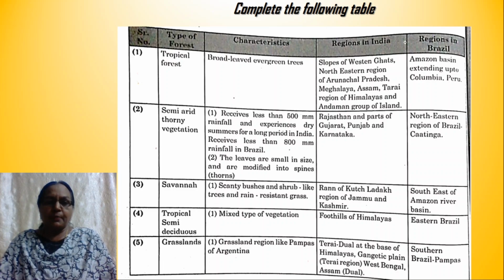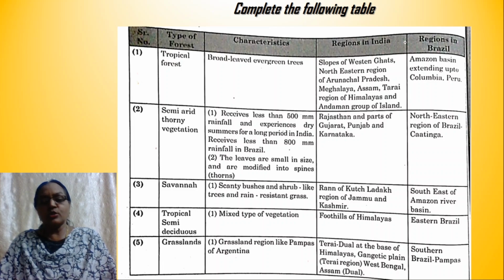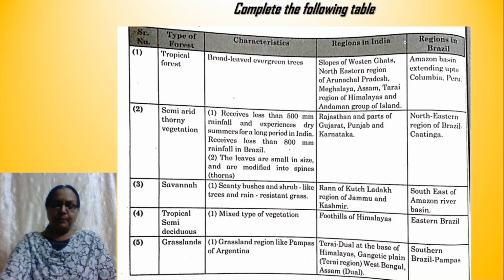The last type of forest is the grassland. And this grassland is of the temperate type. Now the characteristic features here are that these are usually flat level land, more or less like rolling plains, very fertile, and the soil is usually gray or black in color. In India, it occupies the Terai region of the Himalayas and the Gangetic Plains, as well as West Bengal and Assam. In Brazil, it is seen in the southern part, and this is known as the Pampas.